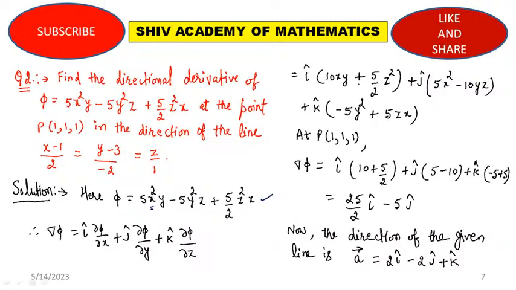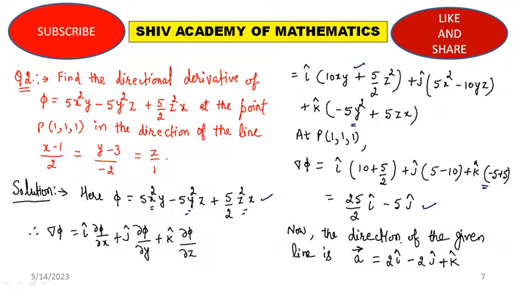So the first term is i cap (2 pi xy plus pi by 2 z square), then j cap partial phi by partial y. The derivative of the first term pi x square y with respect to y is pi x square, then minus pi y square z gives minus 2 pi yz. Plus k cap, we have to find the derivative with respect to z, again a partial derivative, so minus pi y square. After putting x, y, z equal to 1, we get del phi equal to 5 pi by 2 i minus 5 pi j. The term with k cap is 0, so we have only i cap and j cap terms.